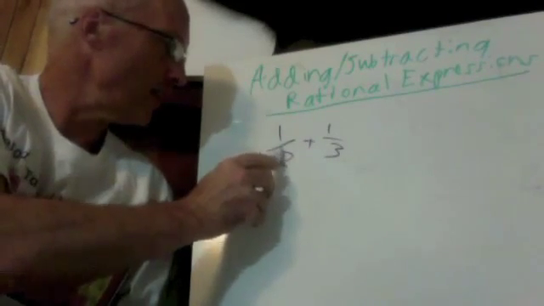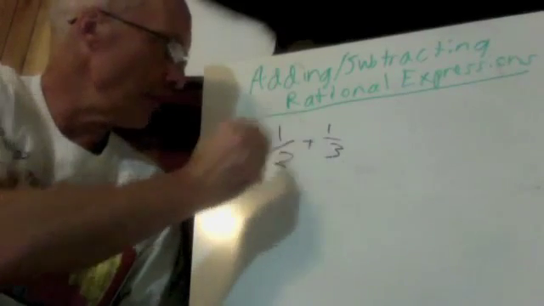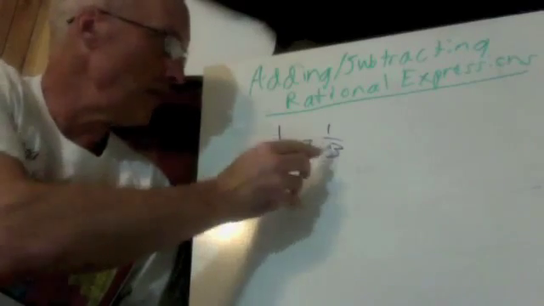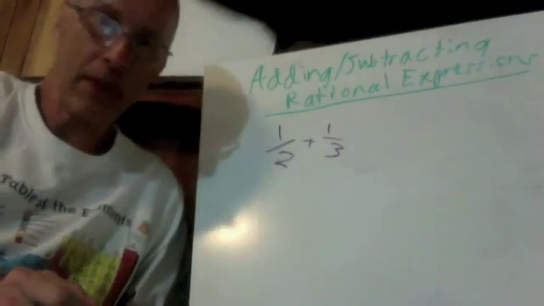And in this case, 2 times 3 would be 6. That's the least common denominator. So I'm going to multiply this by 3 and this by 2. You remember how to do that, right? All right. Well, if we make this more complicated, it's going to be the same thing.